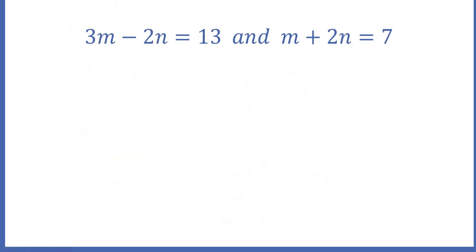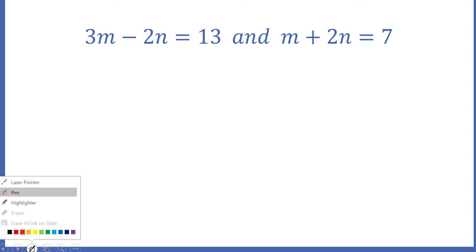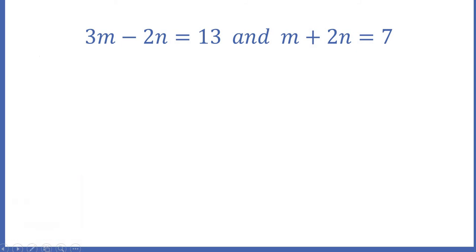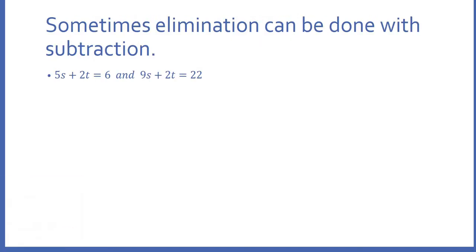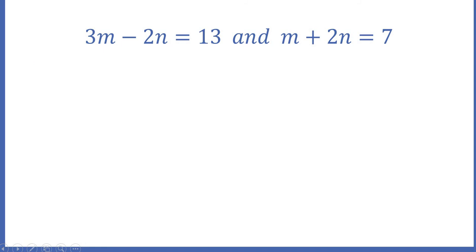Okay, let's try another one. I want you to try this one on your own and then you can come back to the video. Okay, so you should have done this. Let's give it a try. I'm going to start by lining up the like variables. Okay, 3m minus 2n equals 13 lined up with my other equation.